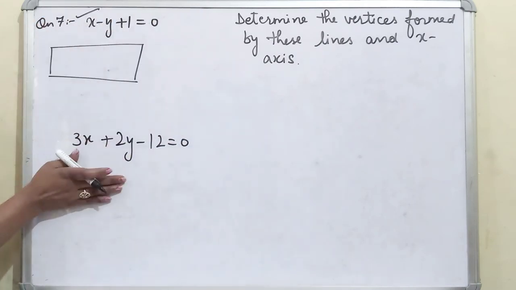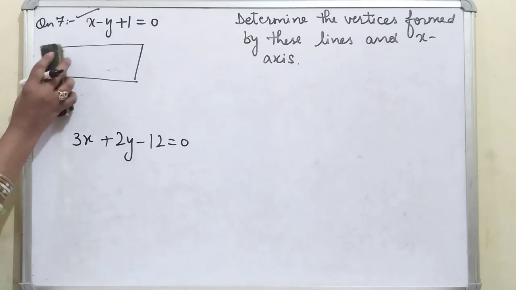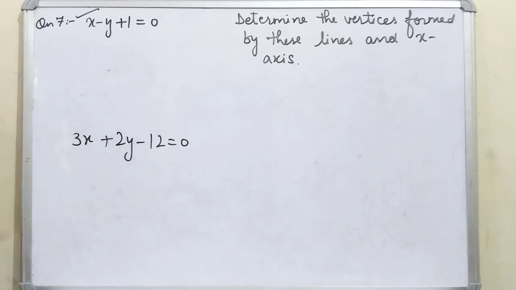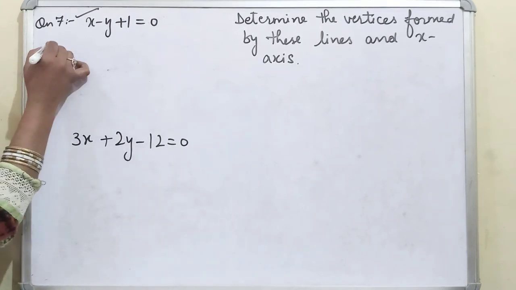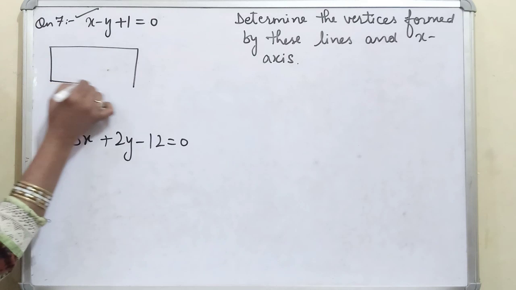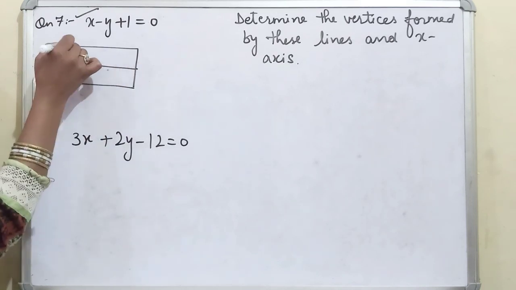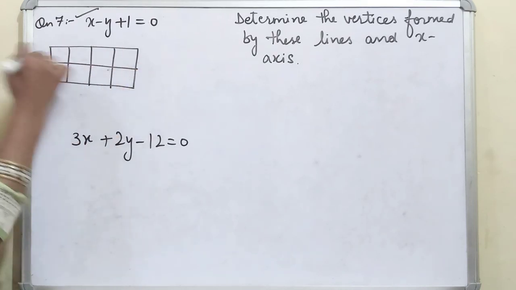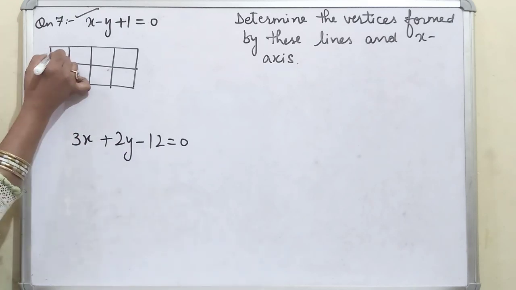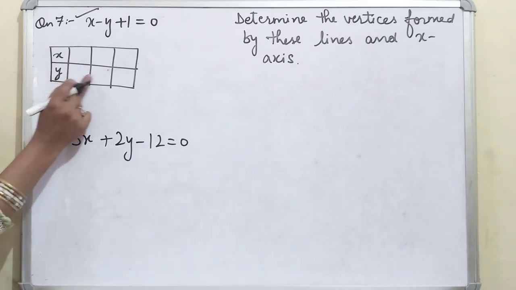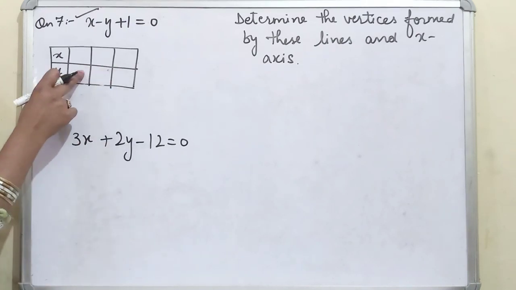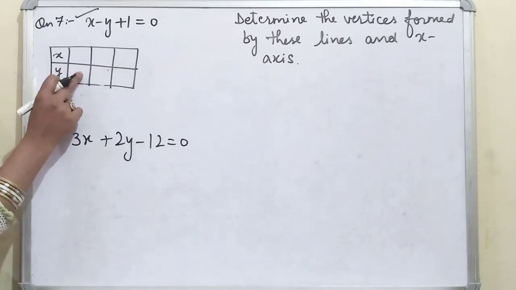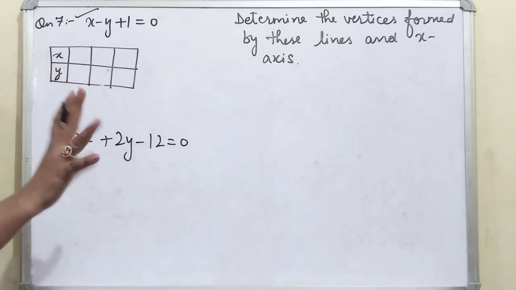Now the first question that arises is how we'll make the graph. For making the graph, you all know that we have to make a table, and in that table we need not write so many values. For plotting the graph, a minimum of 2 values is sufficient, but for confirmation you can take 3 values. Otherwise you can get the graph with 2 values also.